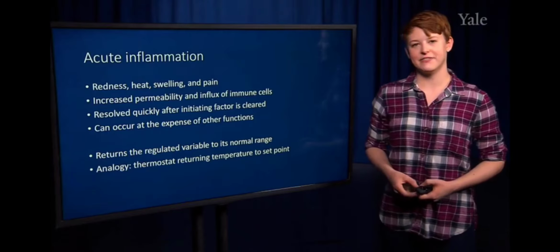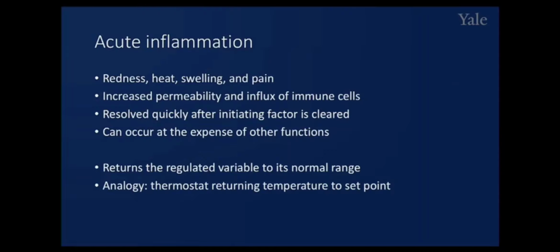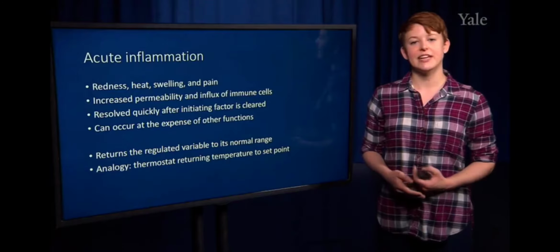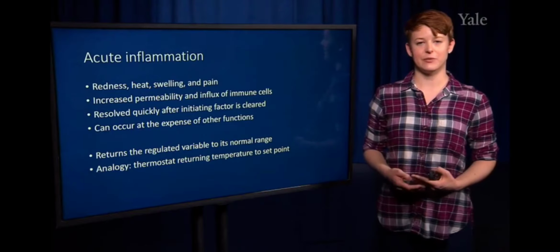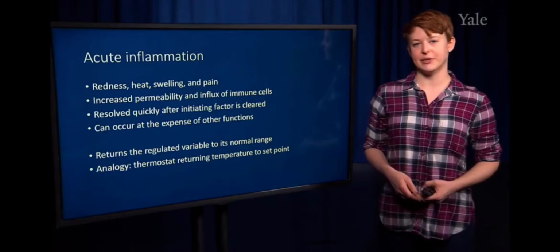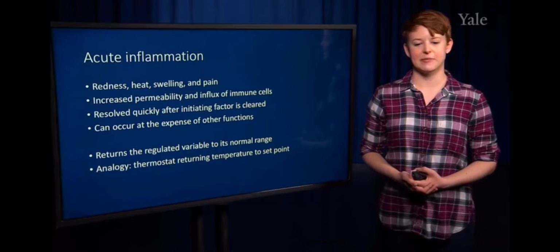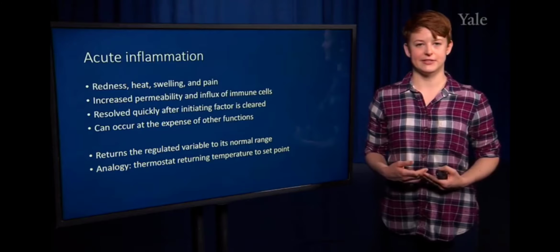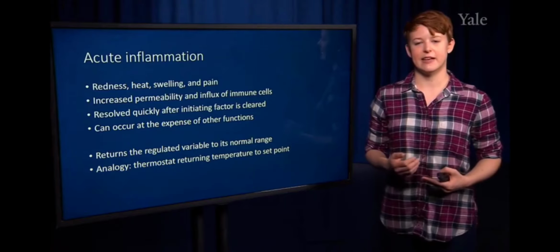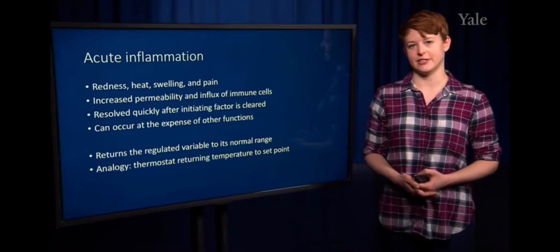And an analogy for this is a thermostat. So for example, if you set your thermostat to a specific temperature, then if it gets colder than that temperature, that change is sensed, and the thermostat will lead the heater to produce more heat and raise the temperature back to its set point. So this is an example of acute inflammation where there is a deviation from homeostasis. Then there are signals that help resolve that deviation, and the state is returned to its original homeostatic point.